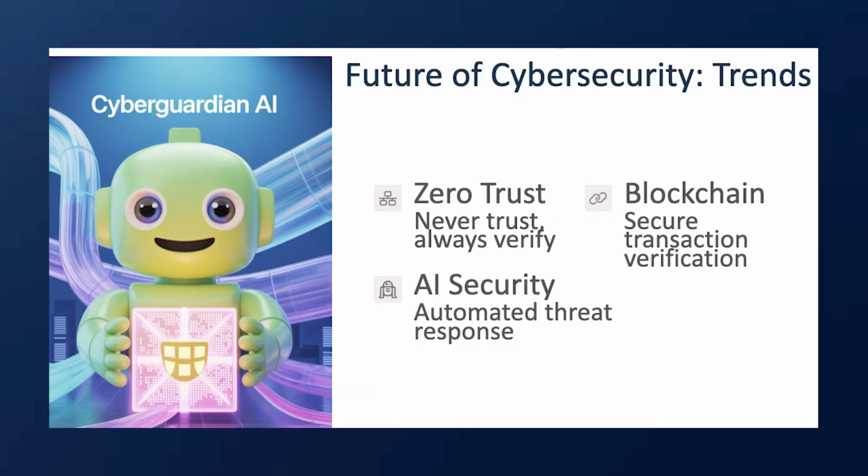Future of cybersecurity trends. First one is zero trust. So never trust anyone. That is zero trust policy. Never trust, always verify. Whether it is too close, too trustworthy to us, but never trust, always verify, then go ahead. Second one is AI security, automated threat response. Last one is blockchain, secure transaction verification. So we have secure transaction verification in the blockchain.